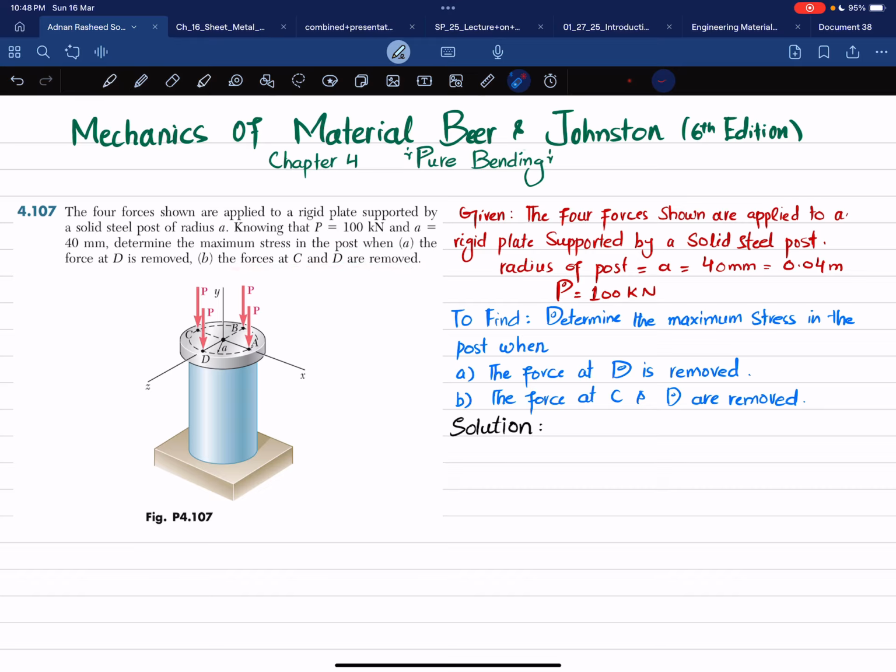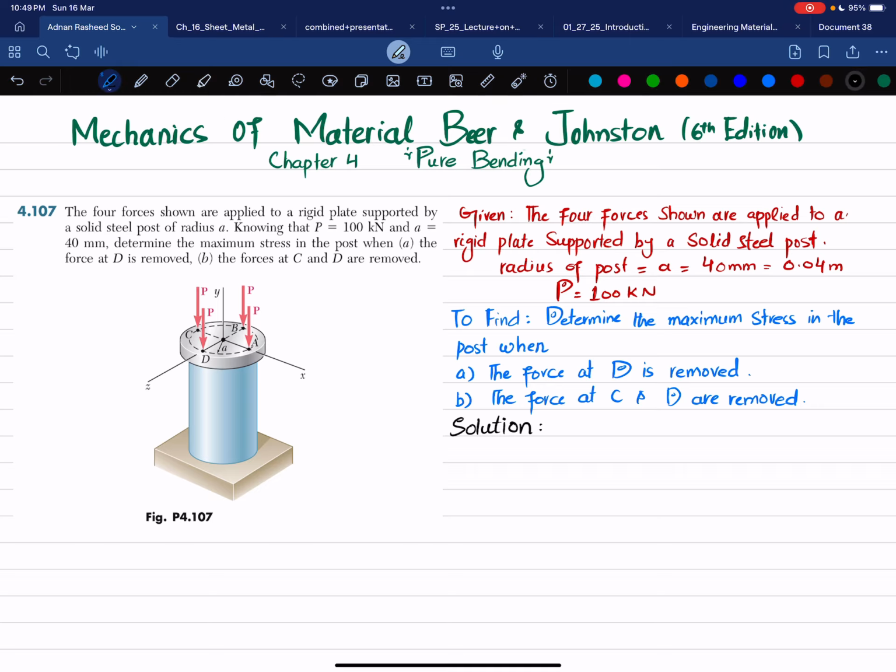So you can see these are the four forces that are acting on a rigid plate. This is the plate, and this plate is supported by this solid steel post, and it has radius. You can see the radius is given as A. This is the post portion. Clear? So the load P is 100 kilonewton and the radius is 40 millimeters. So you have to find the maximum stress in the first part when this D force is removed, and in the second part when you do not have C and D forces at this point. So let's start with the solution.